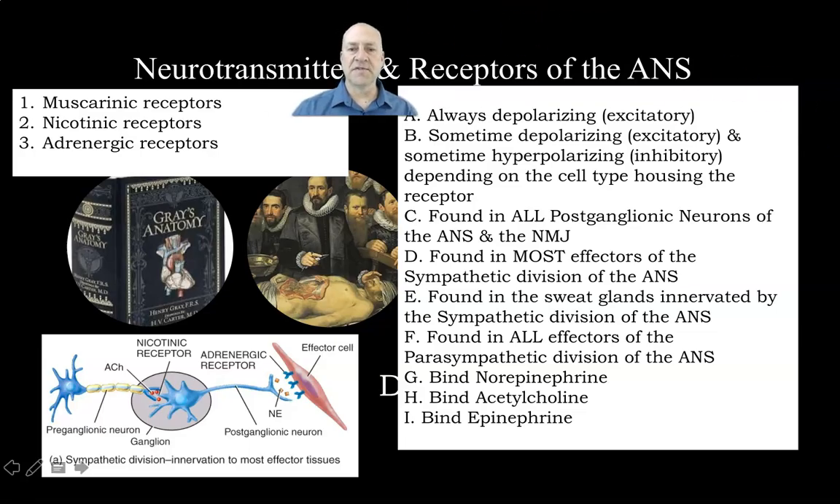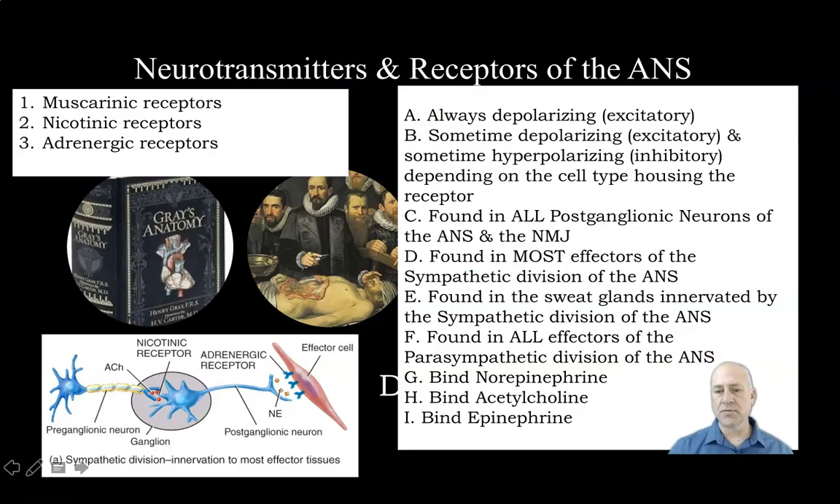At any rate, let's just finish this off, right? We're going to walk through, and we're going to try to be a little bit careful about how we characterize these receptors. So A, always excitatory, always depolarizing, always stimulating. That's obviously nicotinic. They're always that way. Sometimes depolarizing, excitatory, and sometimes hyperpolarizing, depending on the effector and what's going on. That would be, of course, muscarinic and adrenergic, or both. They could be both, right?